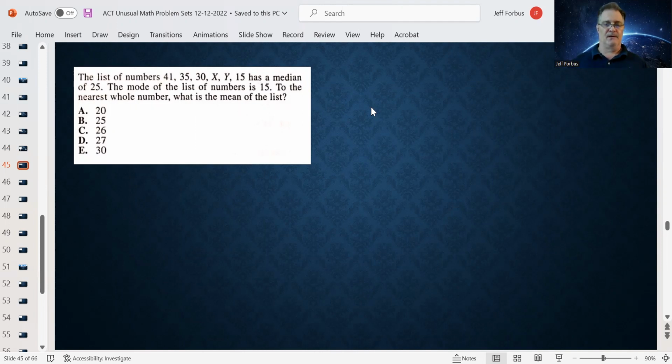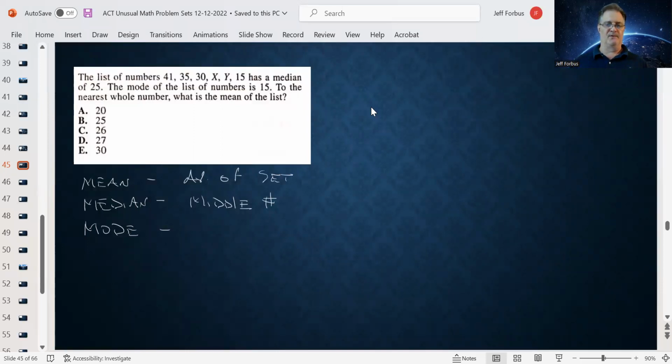Okay, so first thing you need to make sure you understand is the difference between mean, median, and mode. The mean is the average of the set. The median will be the middle number. And the mode is the number that appears most often. Appears the most.